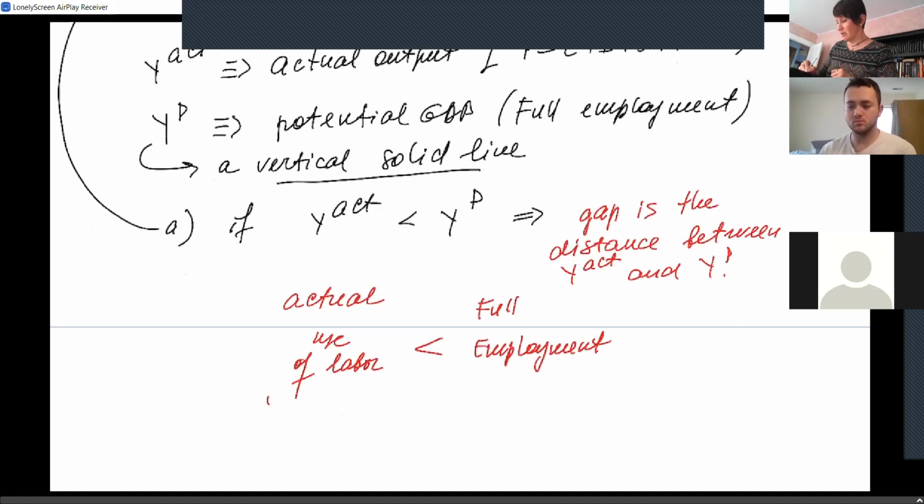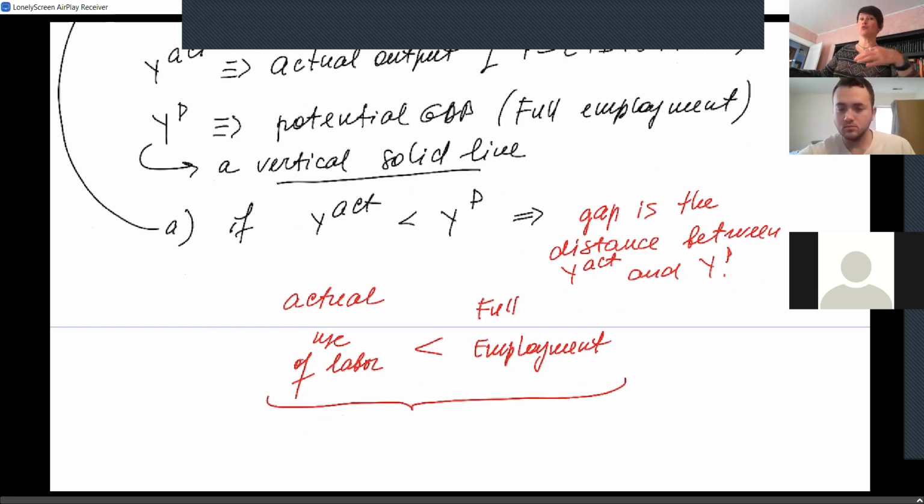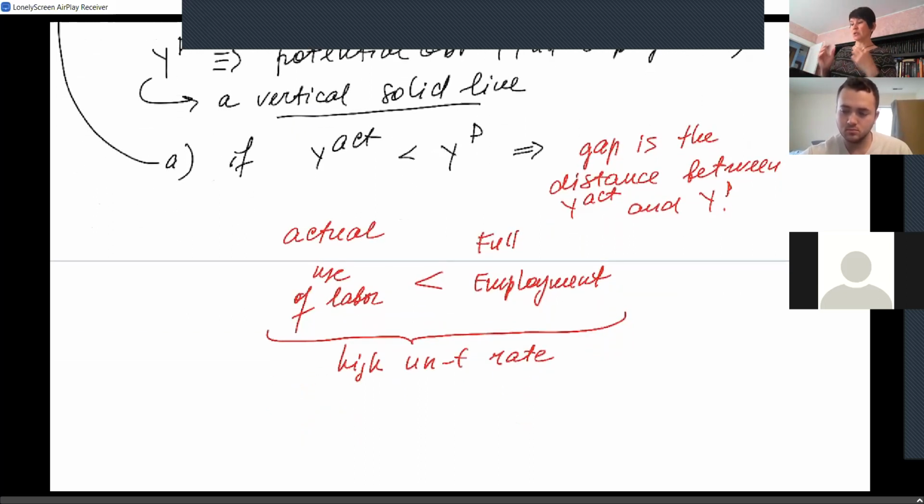Okay, what does it mean? Yes, that means we are facing a high unemployment rate. There are too many people on the street without a job. Under this condition, a policy must be developed and implemented to close the gap and eliminate high unemployment. When we're looking at a gap like that, for conditions when actual GDP is below potential, this gap will be called a recessionary gap.